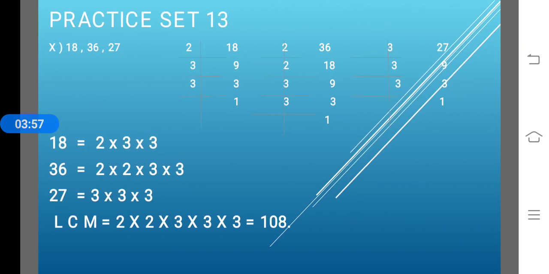The next sum, 18, 36 and 27. 18 can be written as 2 into 3 into 3. 36 can be written as 2 into 2 into 3 into 3. And 27, 3 into 3 into 3. Therefore, the LCM is 2 into 2 into 3 into 3 into 3. That is 108.